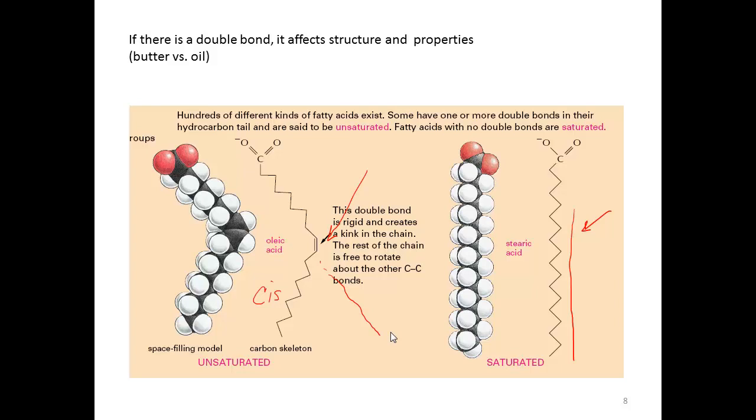They'll be more liquidy, like for instance olive oil, whereas saturated fats would be more solid. That's the main difference between a saturated fat like butter, which is solid at room temperature, and olive oil, which contains the unsaturated fats and is liquid at room temperature.